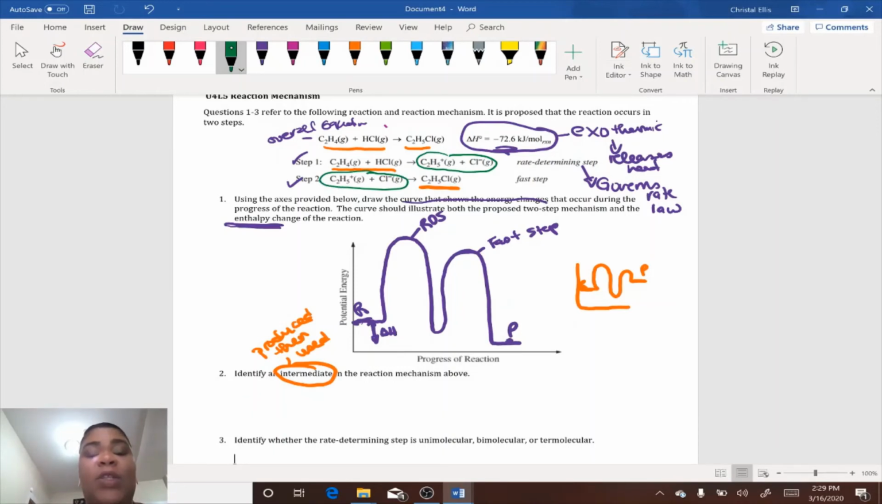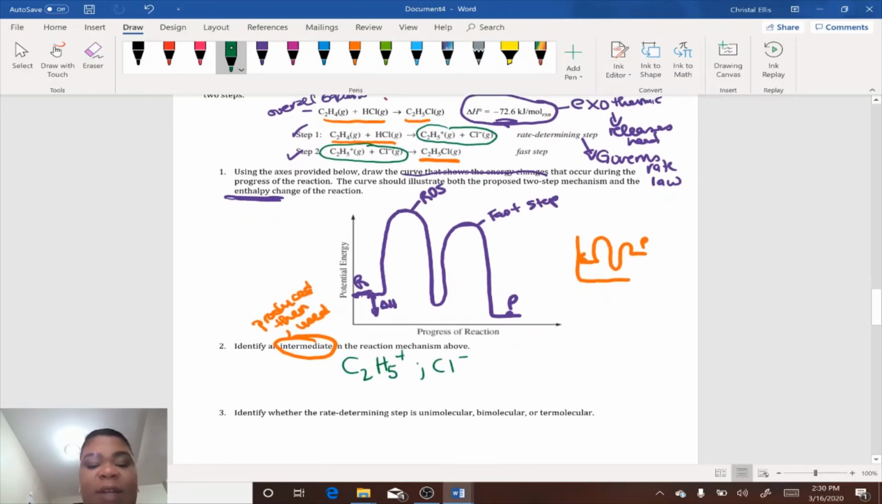But these could have been intermediates or catalysts. The question asks for an intermediate, so we need to keep in mind the definition. Intermediate means you're produced in one step, then used in the next step. Since these two species are on the product side, they're being produced, while in step 2, they are being used because you use them to make the product. So our intermediate, we have two options. It will be C2H5+ and Cl-.